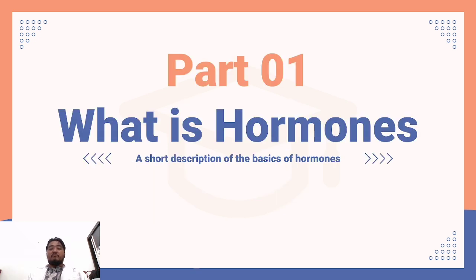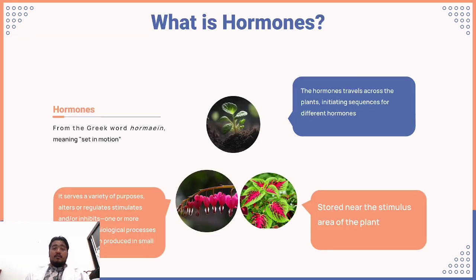So, what is a hormone? Hormone came from the Greek word hormein, meaning set in motion. Hormones serve a variety of purposes, which is to alter or regulate, stimulate, and/or inhibit one or more particular physiological processes in a plant, produced in small dosages. The hormones travel across the plant, initiating sequences for different hormones, and the hormones start near the stimulus area of the plant.